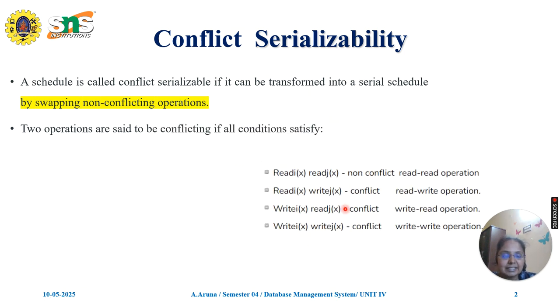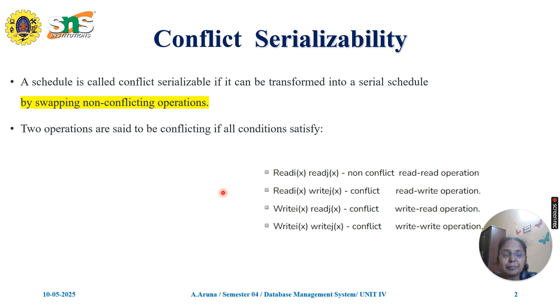If my operations are read-write, write-read or write-write, in this case only a conflict can occur. If it is read-read, no conflict occurs. Based on this, we draw a precedence graph. Inside the precedence graph, if a cycle is present, then it is not conflict serializable. If it is not conflict serializable, that schedule may or may not be view serializable, so in this case we have to check view serializability.